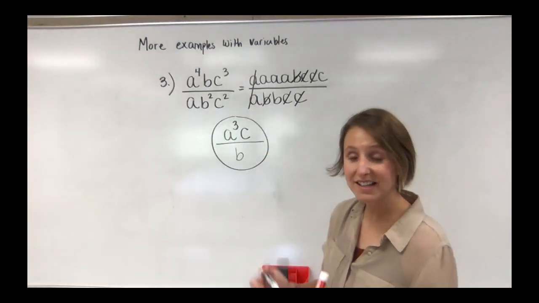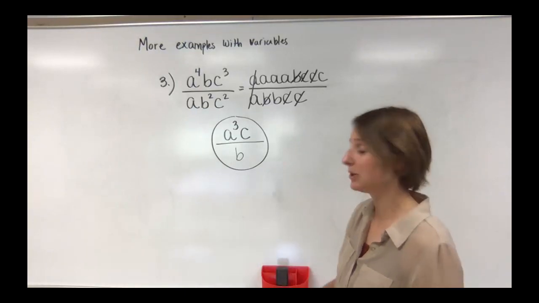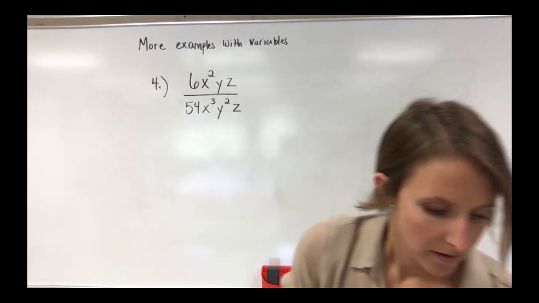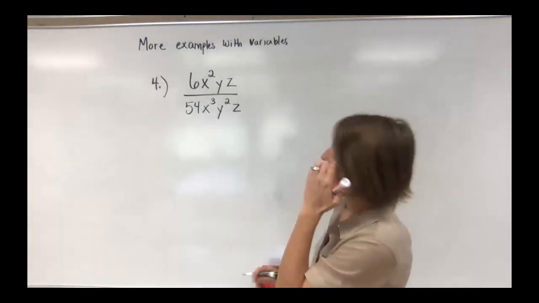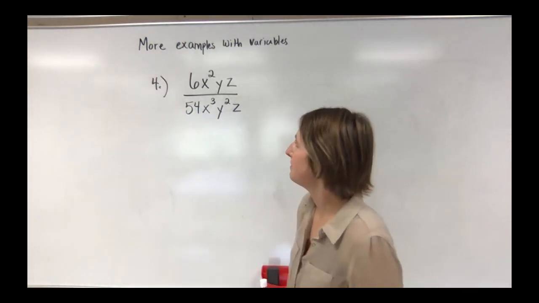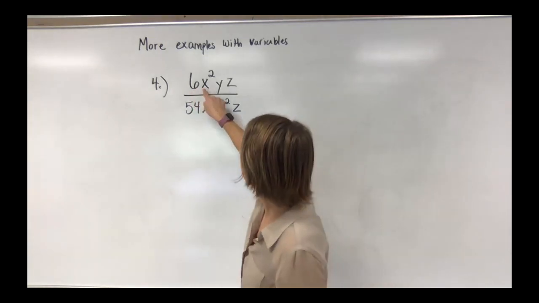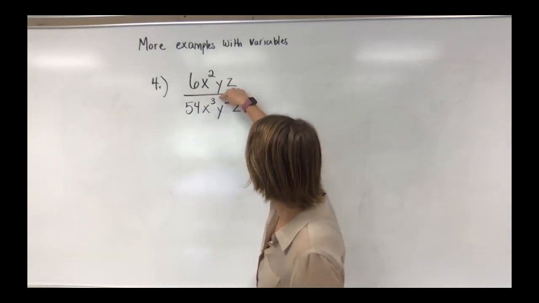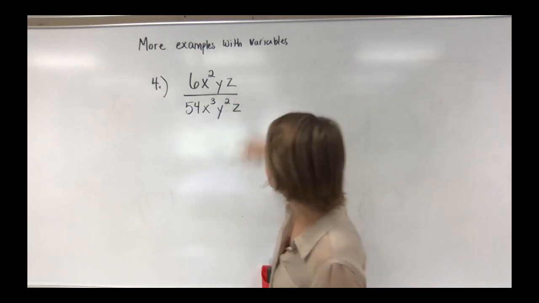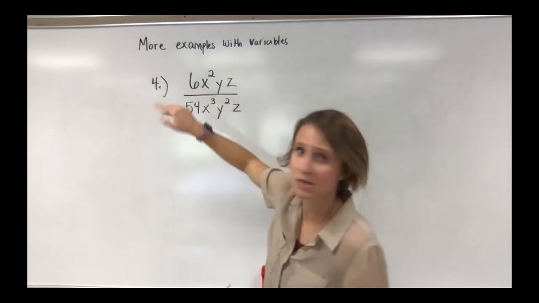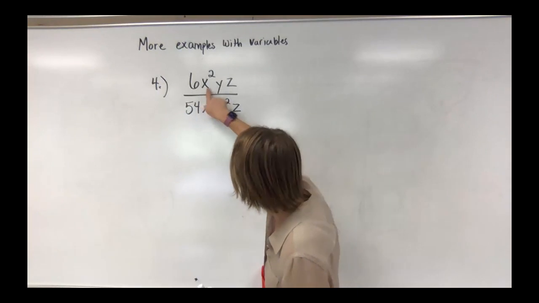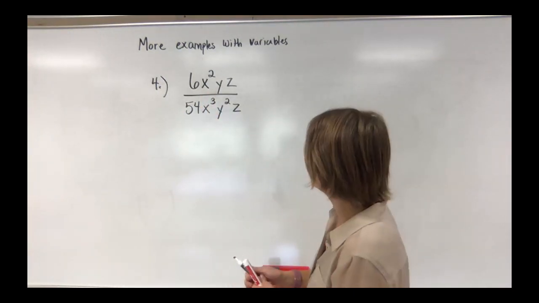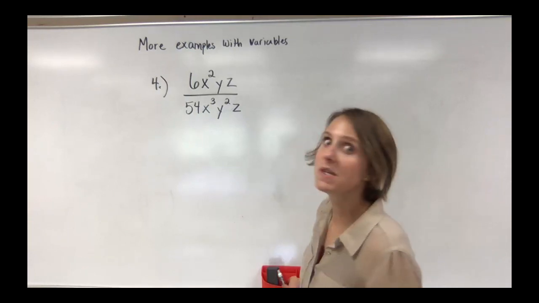Let's do our final example with simplifying fractions, including variables. All right, write down our final example. We have 6 times x squared times y times z divided by 54x cubed times y squared times z. And remember, when you have a number directly next to a variable, it means multiply. When you have a variable directly next to a variable, it means multiply. All right? So let's start by using what we already know.